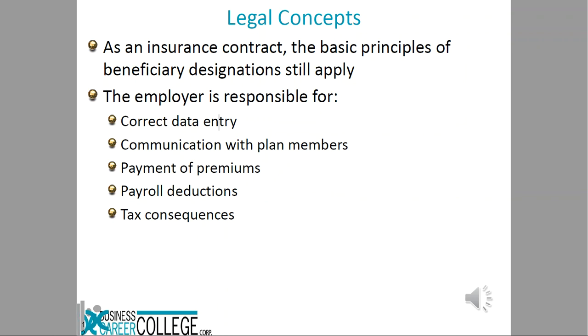So as with other sorts of insurance contracts, the group insurance contract still does have the Insurance Act apply to concepts like beneficiary designations. So this means that we still have to get properly signed beneficiary designations. They have to be actually signed in the plan member's own signature. It has to be clear who we're naming as beneficiary. This is an important legal concept with respect to group insurance. It does get overlooked a fair bit.